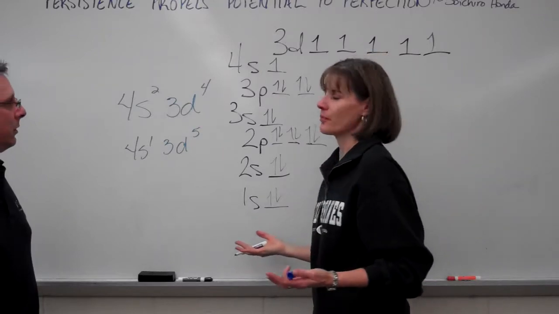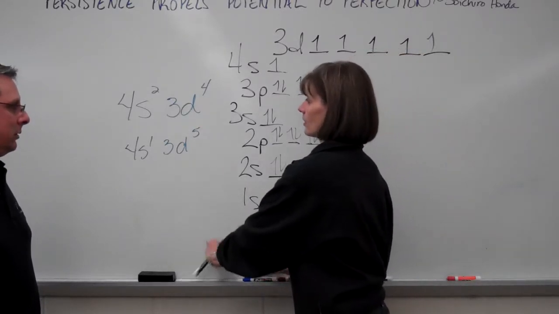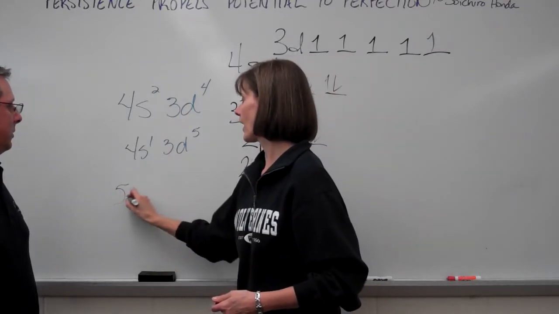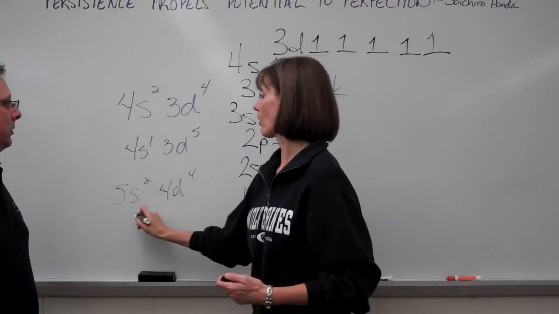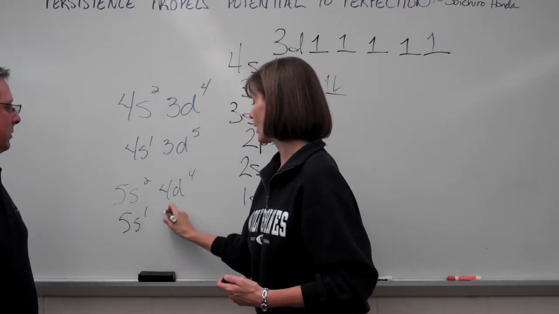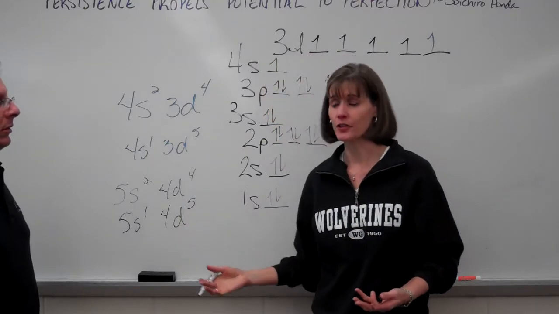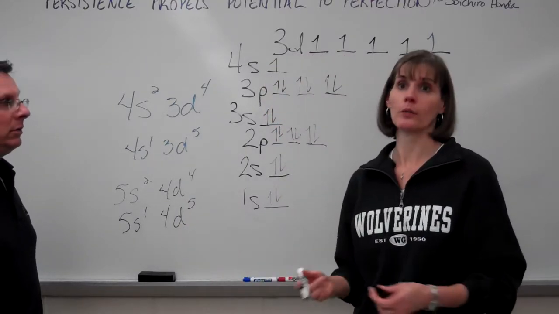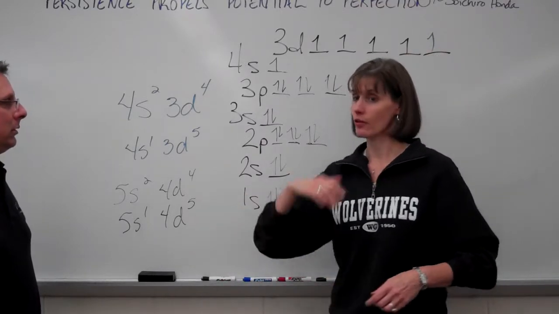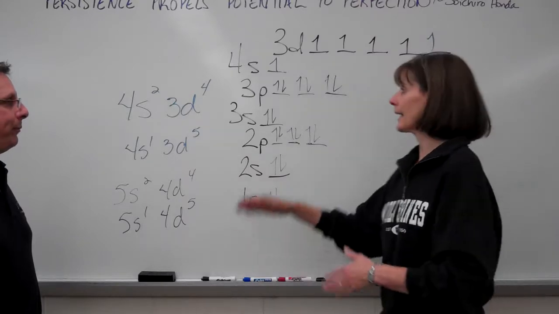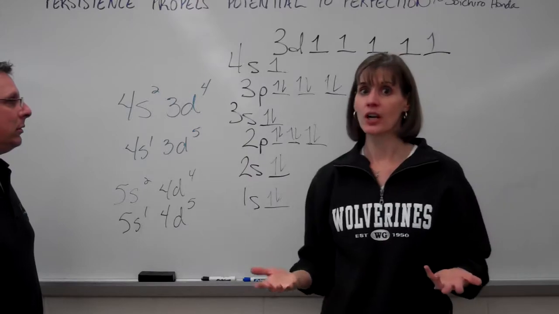How could we change up these answer choices? Honestly, about all we can do is say 5s2, 4d4, or 5s1, 4d5, and just change the energy level. There's no big mystery in what can be done to this problem. But you're looking for that d5, because you know there are 5 d orbitals, and at least having one electron in each is going to make the atom somewhat happy.